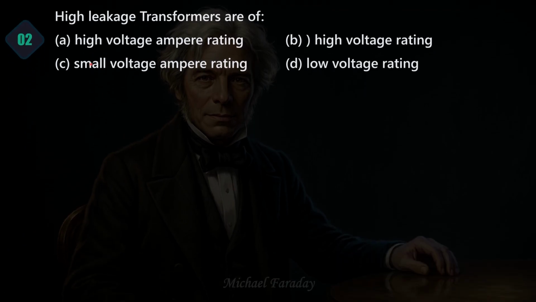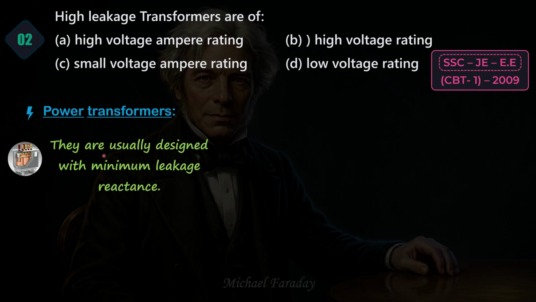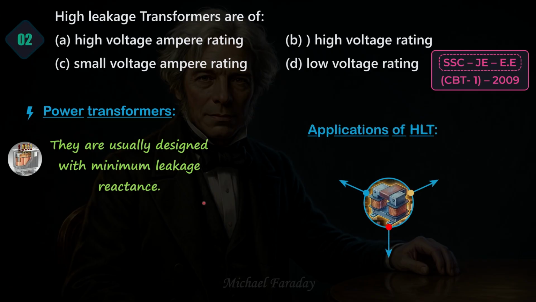Second question, high leakage transformers are of option A high voltage ampere rating, option B high voltage rating, option C small voltage ampere rating and option D low voltage rating. Usually power transformers in our electrical grid are designed with minimum leakage flux to maintain efficiency and to avoid excessive voltage drop to keep the voltage stable. However, there are some applications such as microwave ovens, arc welding and neon signs which actually require transformers to have high leakage reactance to create a dropping voltage characteristics.